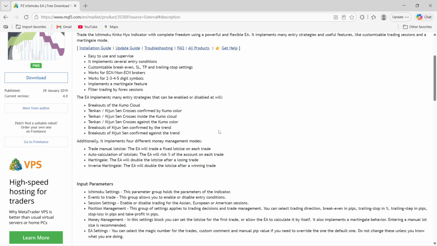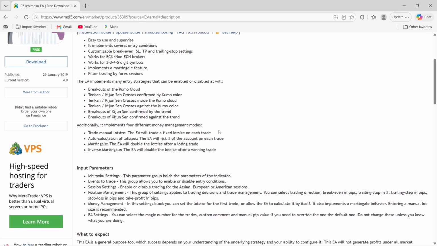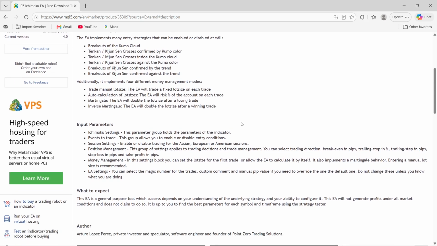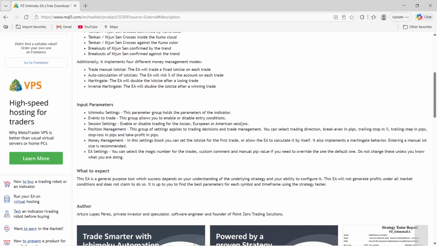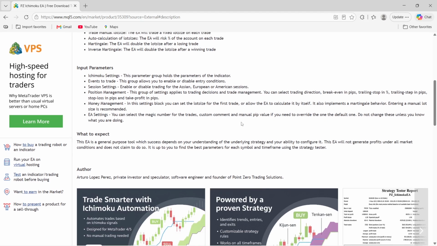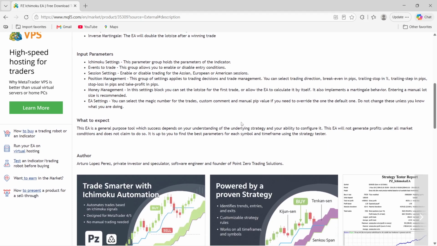You can tweak the Ichimoku periods if you want, but defaults are the standard 9, 26, 52. There's also directional filters and a magic number for running multiple instances. Overall, they market it as giving you complete freedom to build your own Ichimoku strategy inside an EA. It's easy to use and supervise, works on ECN brokers, and supports multiple symbols.